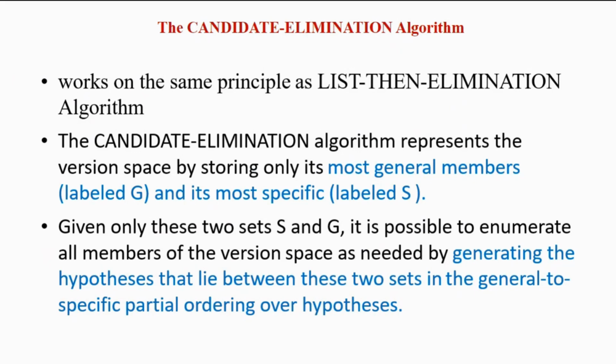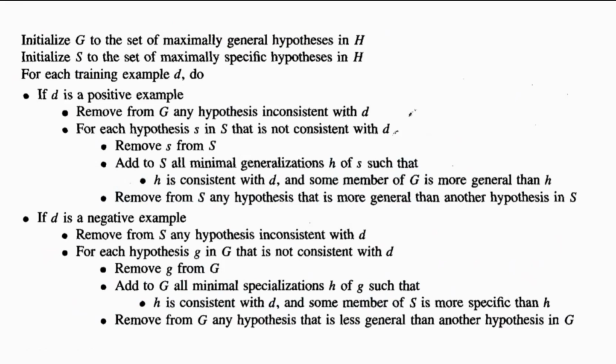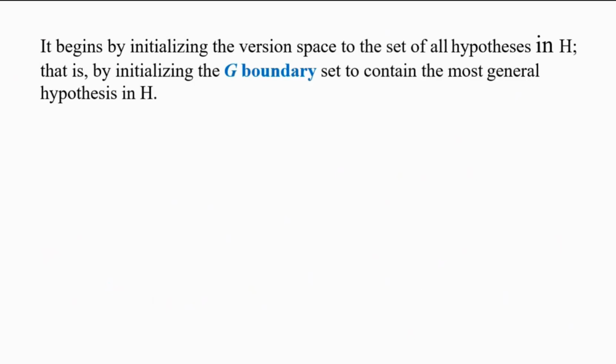That means the general to specific partial ordering over hypotheses. So let's see how this algorithm, the candidate elimination algorithm, works. Once you understand the example, the algorithm is so simple that you can write it by yourself.